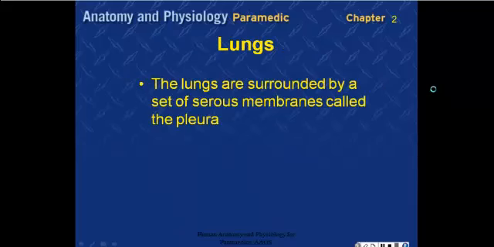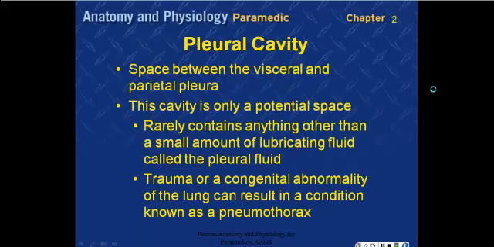The lungs are surrounded by a set of serous membranes called the pleura. The pleural cavity is a space between the visceral and parietal pleura. It's only a potential space. It rarely contains anything other than a small amount of lubricating fluid called the pleural fluid. Trauma or congenital abnormality of the lung can result in a condition known as pneumothorax, and that's where the pleural space is expanded and the lung is collapsed.